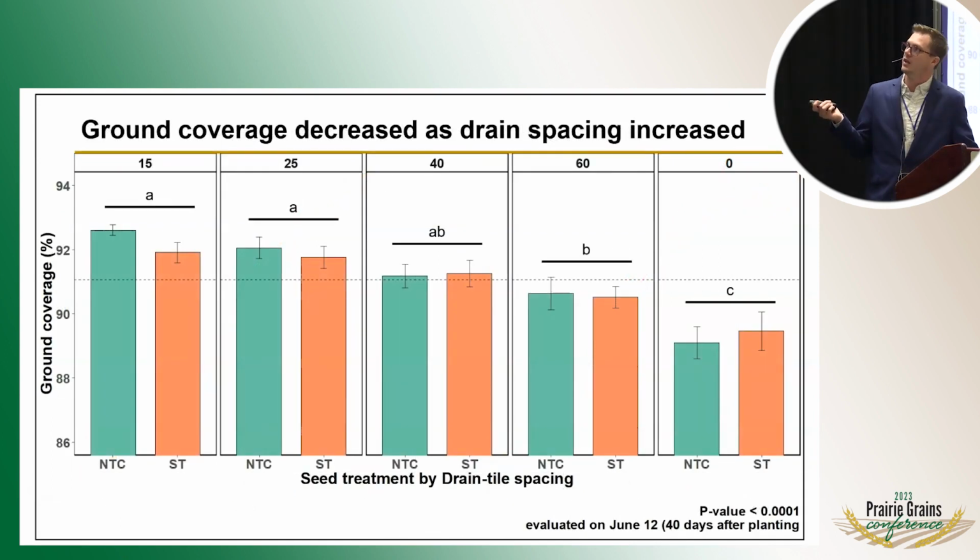So when I break that out in between all of the treatments that we had, you can see the 15 and the 25-foot drain spacing overall had the highest ground coverage, so there was more green growth there. And it was significantly more than the 60-foot drain spacing and the non-drained area. And what's really interesting here is even though it's not significant, you can see this trend where the non-treated control is doing better at the more drained areas, but as we move to the non-drained areas, that's when our seed treatment is actually doing better than the non-treated control. So just kind of an interesting observation at this point.